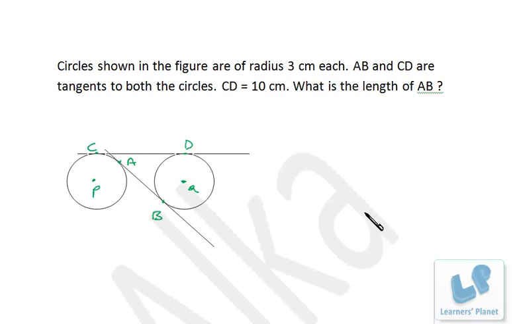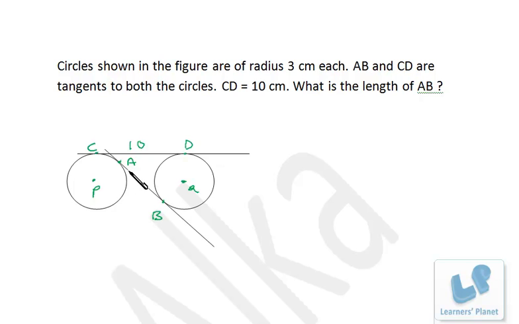Now we have this problem. Circles shown in the figure are of radius 3 cm each. AB and CD are tangents to both the circles. CD is equal to 10 centimeters. What is the length of AB? One tangent is 10 centimeters, the other tangent, the length of AB, we have to find out. Now P and Q are the centers of these circles.